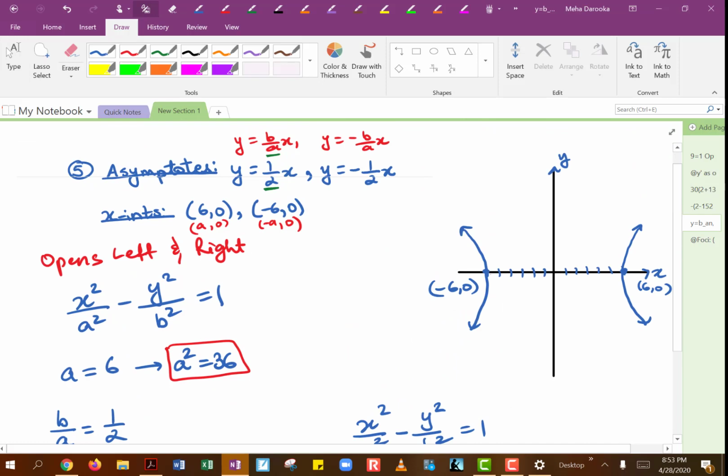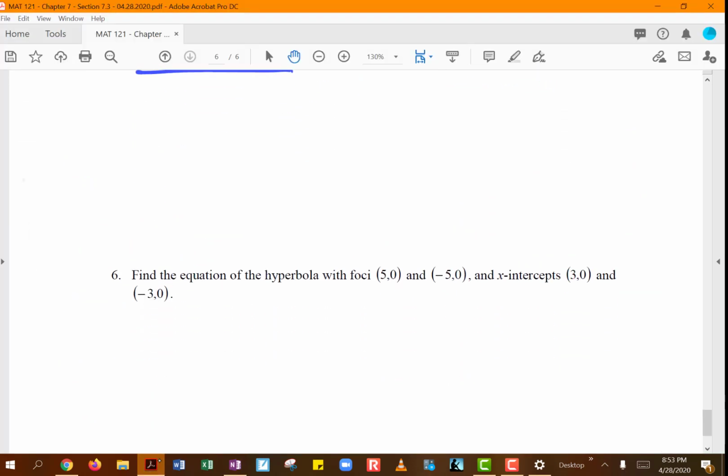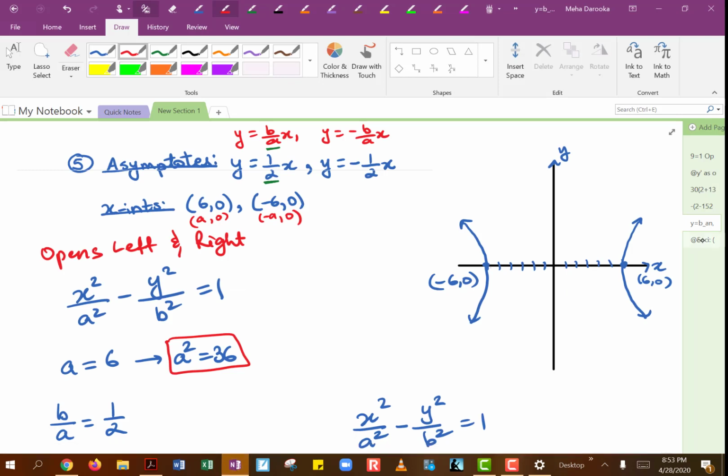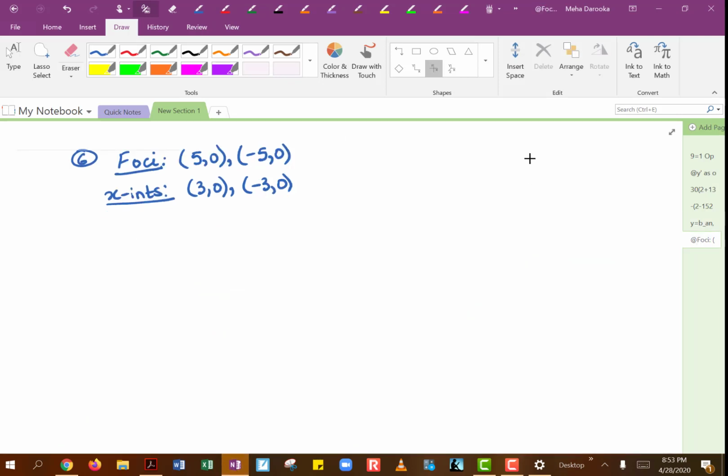Now the next one is kind of similar. They're still asking us to find the equation of the hyperbola, but they're giving us the foci and they're giving us the x-intercepts. So again, let's do a quick rough sketch for this.